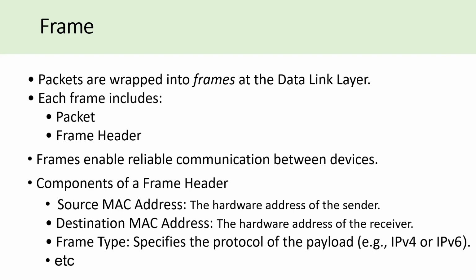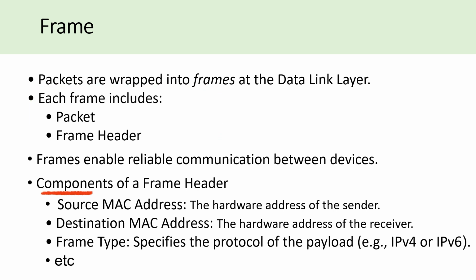Next, frame. Finally, at the data link layer, these packets are further wrapped into frames. A frame is the PDU in the data link layer, which is a structured unit of data used for local communication between devices on the same physical network, such as within a LAN. It encapsulates packets received from the network layer with additional information to ensure reliable delivery over the physical medium. That means a frame includes a data link layer header followed by a packet.